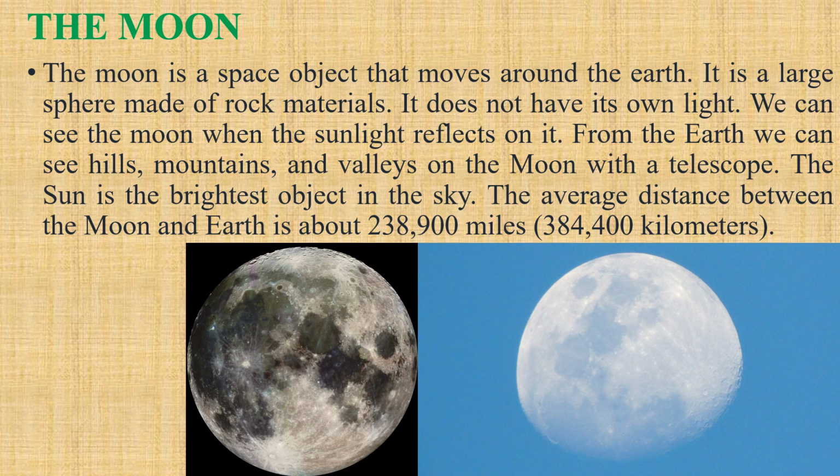From the earth we can see hills, mountains, and valleys on the moon, with the help of a telescope, of course. The sun is the brightest object in the sky. That's true. The average distance between the moon and the earth is about 238,900 miles. In kilometers, that's 384,400 kilometers. Wow!